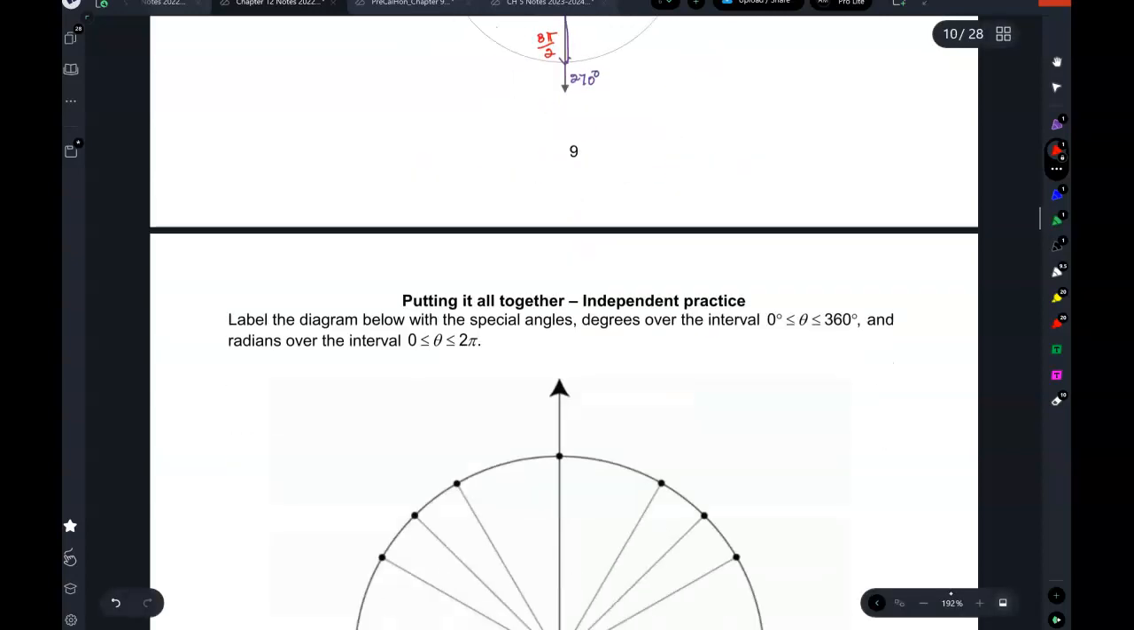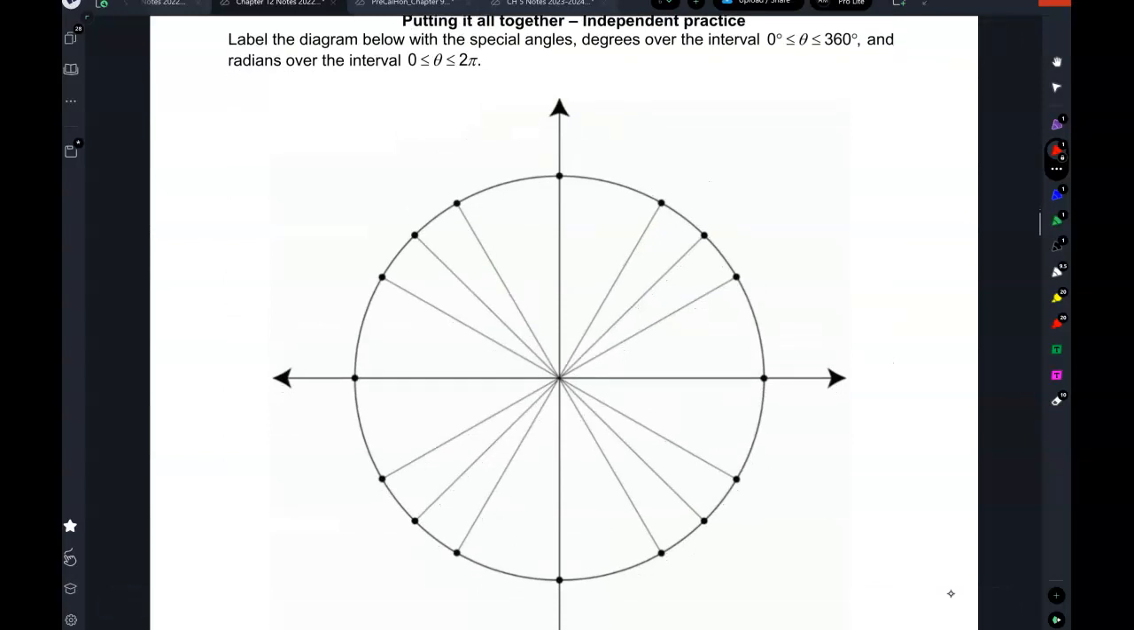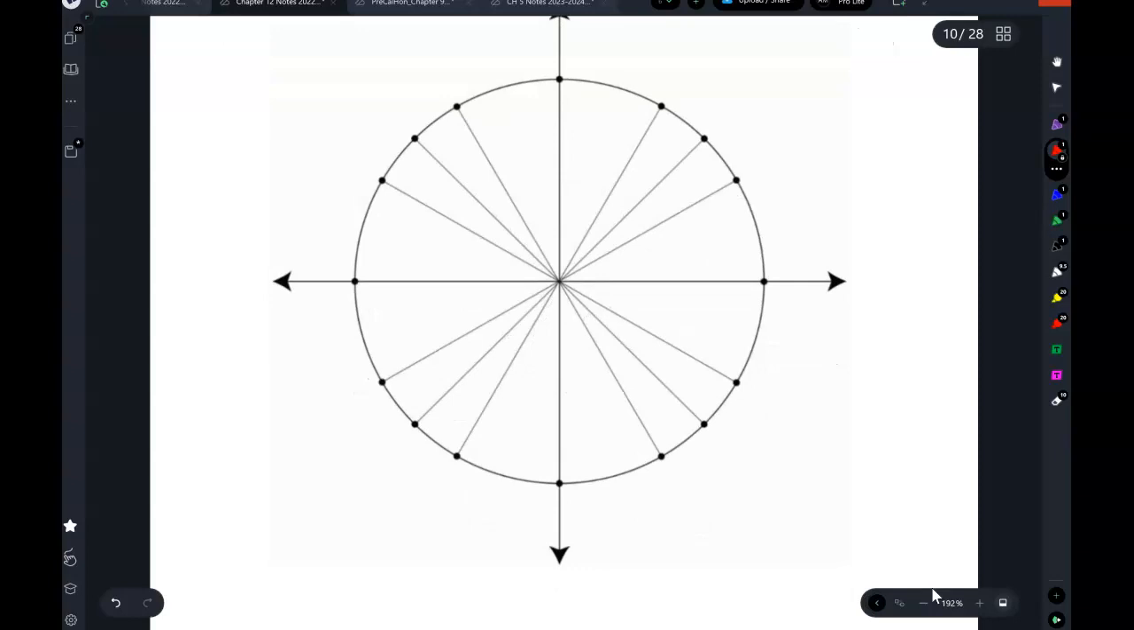Okay. Now, let's put it all together. What we are going to do is label this unit circle in degrees first, then in radians. Let's just talk about the first quadrant. This is 0 degrees. Then if I go up, that's 30 degrees. I have 45 degrees, 60 degrees, and 90 degrees.